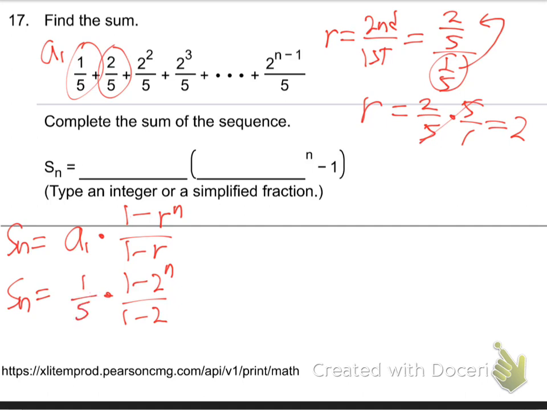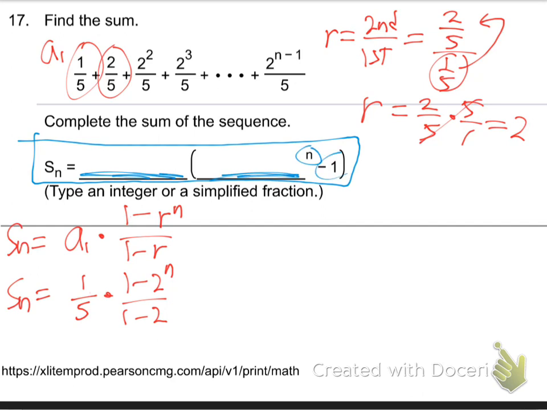We good there? Now, we can't leave it that way. They want us to do some cleanup. How do I know? Look at the form of the answer they want right here. Do you see what they're wanting? They're wanting something in the front times something to the n minus 1 at the back.